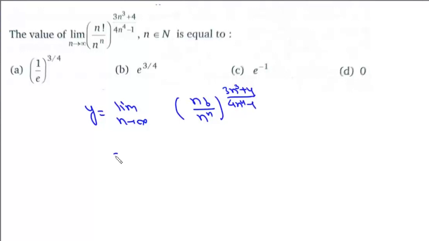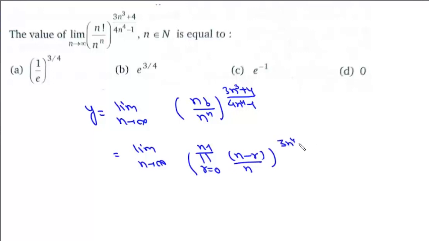Now what we'll do is, we'll write this as limit n tends to infinity, and we'll write it in terms of this product where r varies from 0 to n minus 1, (n minus r upon n) whole to the power, and here also we'll multiply and divide by n. So it will be (3n to the power 4 plus 4n) upon (4n to the power 4 minus 1) into 1 by n.